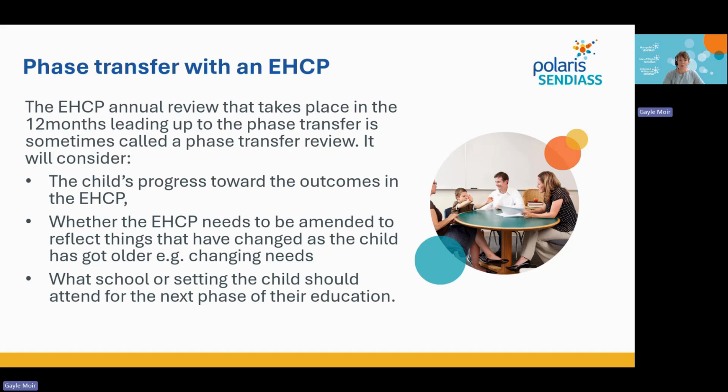It's also a good opportunity to look at whether or not the information in the plan is still up to date. Your child may have been much younger when the plan was initially written, and it may need to be updated to reflect their maturity level now, or any needs that have changed, or new needs that have come to light since the plan was originally written. During the phase transfer annual review, it's also a time to discuss and decide on which setting your child will go to for their next phase of education.